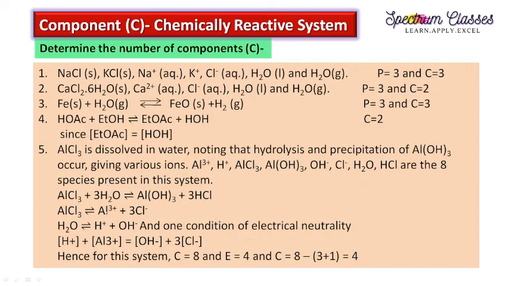Now coming to establishing the equilibrium equations for this system. AlCl3 on hydrolysis forms Al(OH)3 plus 3HCl. AlCl3 is in equilibrium with Al3 plus and 3Cl minus. And since H plus and OH minus are also given in this question, I have written this equilibrium: H2O is in equilibrium with H plus and OH minus. 3 equilibriums are there and one is electrical neutrality, so 4 equations including electrical neutrality. Number of species is 8. So 8 minus 4 is equal to 4. It's a 4 component system.